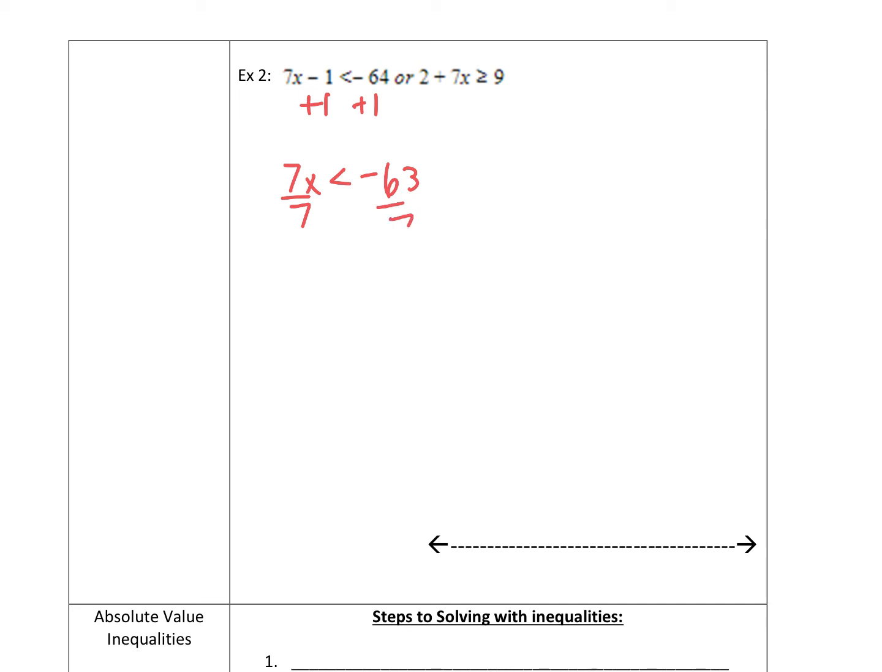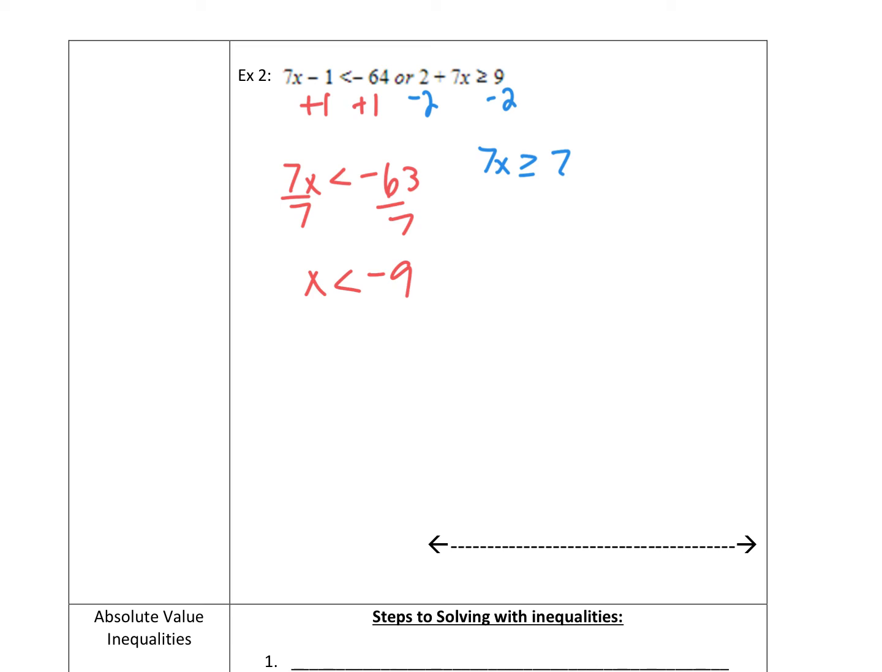Do I need to flip it? No, why not? Divided by a positive, yep, so don't flip it. So x is less than -9, cool. Next problem, what do I need to do there? Subtract the 2 over, so I get 7x is greater than or equal to -7.